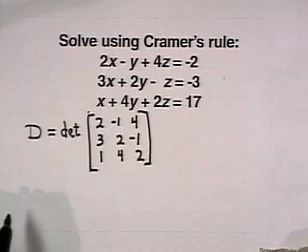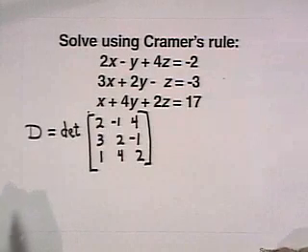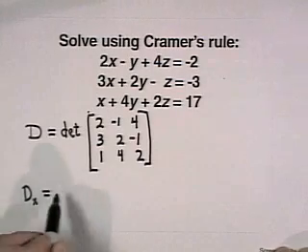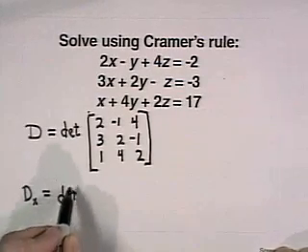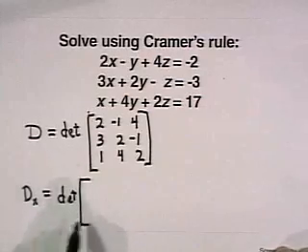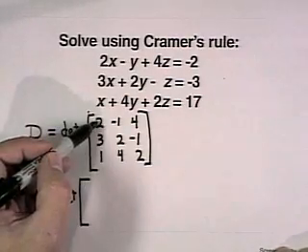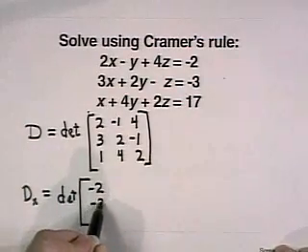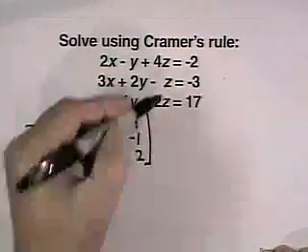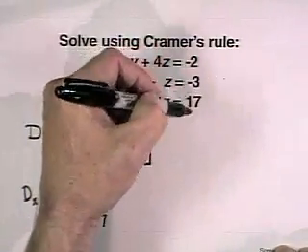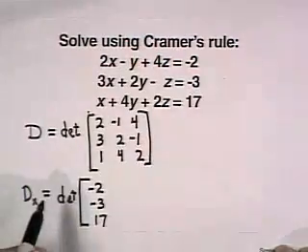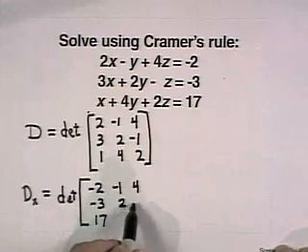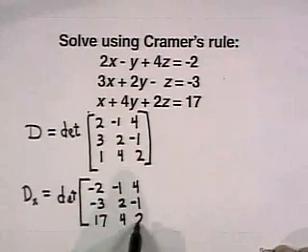Now we could go ahead and make substitutions to find the remaining determinants, starting with D sub x. D sub x is the determinant where we take out the first column, 2, 3, 1, and replace it with negative 2, negative 3, 17. That is, we replaced it with these constant values from our system. The other parts of the determinant matrix remain unchanged.